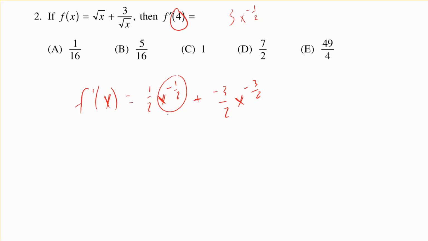4 to the negative 1/2 would be 1/2. So 1/2 times 1/2 plus negative 3/2 times 4 to the negative 3/2 would be 1/8. So then I've got 1/4 minus 3/16, which would be 4/16 minus 3/16, which should be 1/16. And that would definitely be a no calculator.